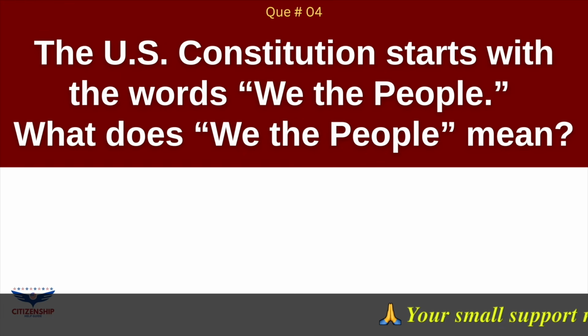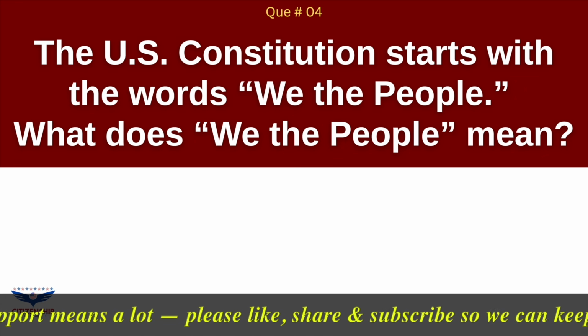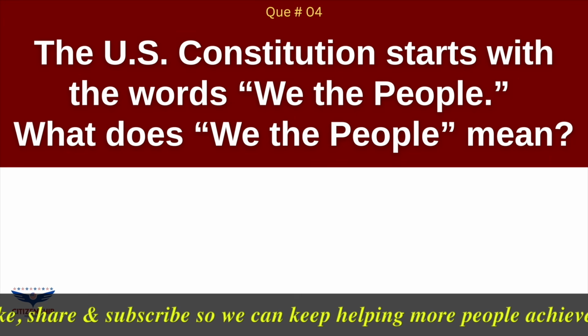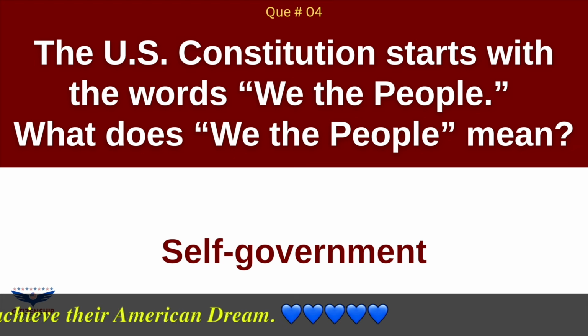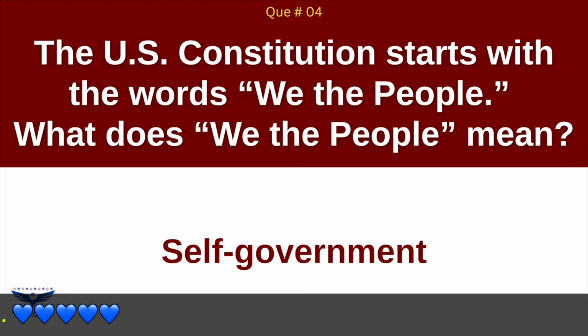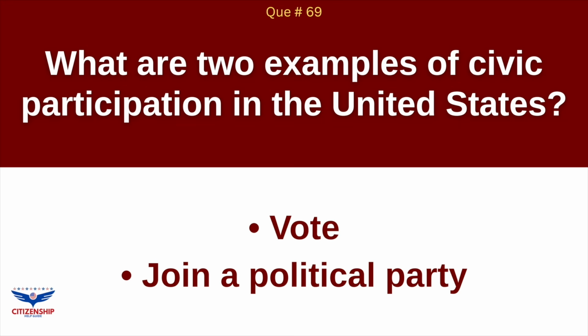The U.S. Constitution starts with the words, "We the people." What does "we the people" mean? Self-government. What are 2 examples of civic participation in the United States? Vote. Join a political party.